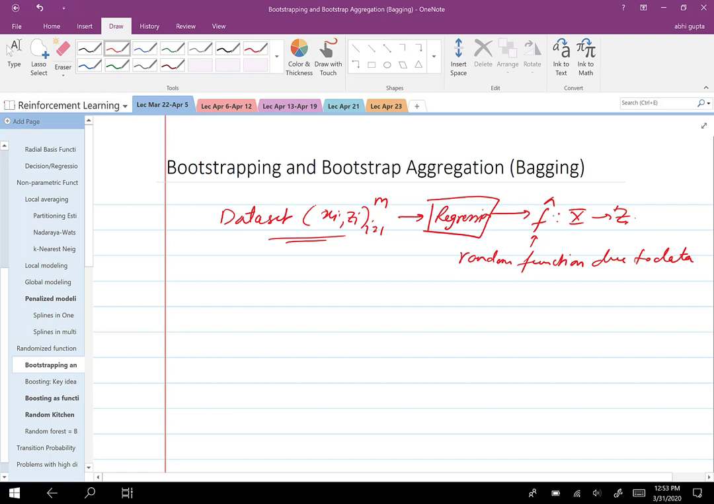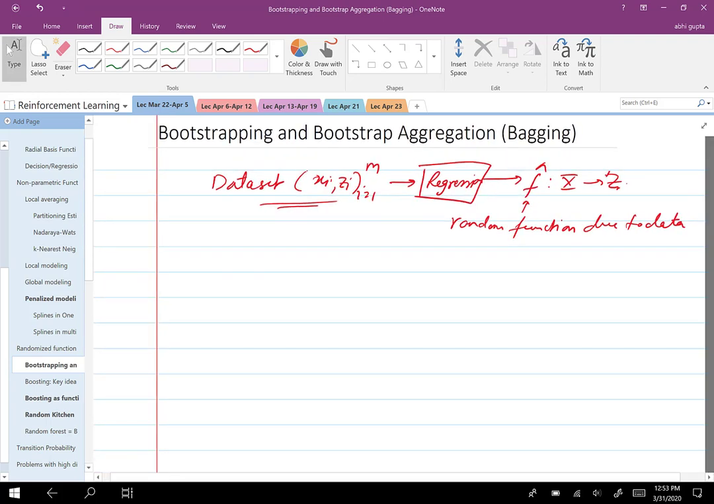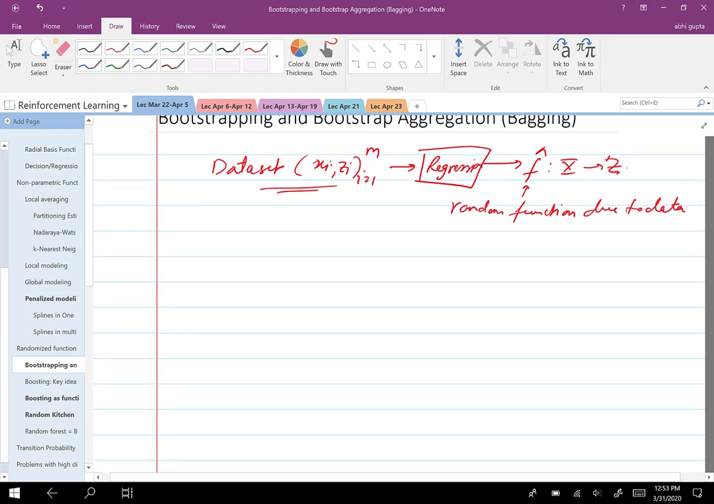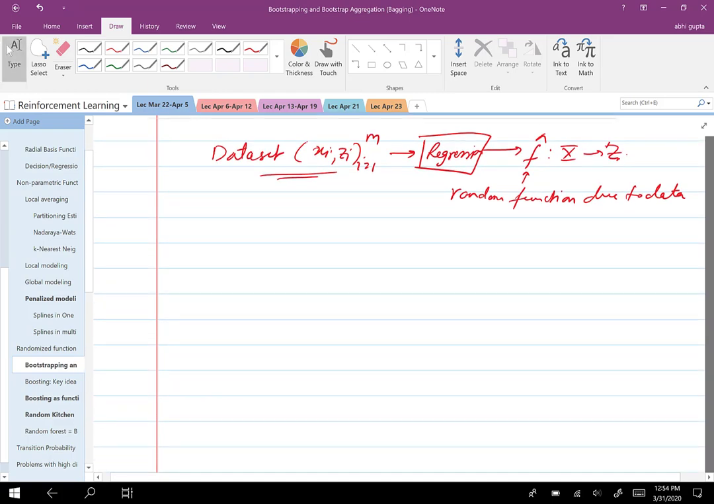So we would like to study the statistical properties of the random function f hat. That's the essential motivation for doing bootstrapping, but it then leads to a very cool algorithm called bagging. So what does the bootstrapping idea say? I want to study the statistical properties of f hat. If I only have one data set, there is no way I can find statistical properties of f hat, because it requires me to have a lot of data points about f hat. So you replace this one data set with a lot of different data sets.